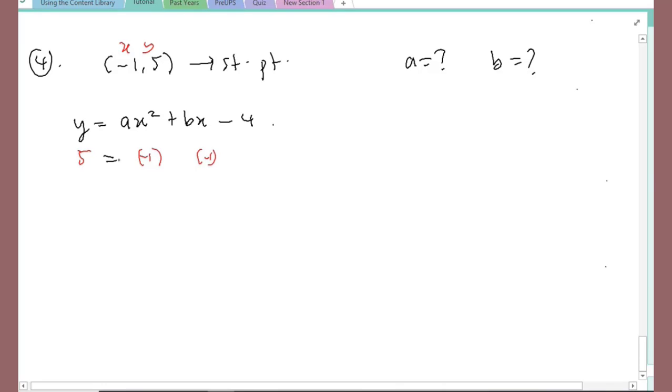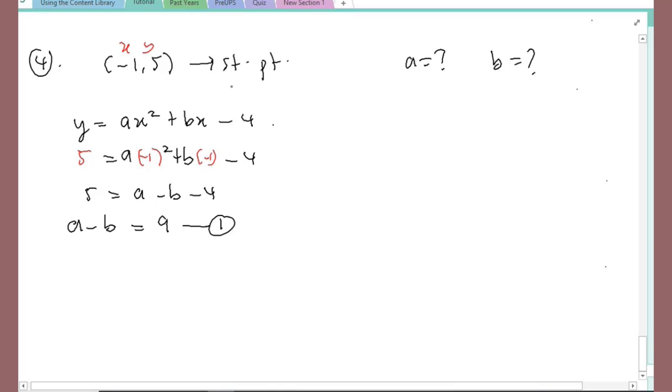And this equals A squared plus B minus 4. And we get A minus B minus 4. So we get A minus B is equal to 9. One equation. You know, this is two unknowns, right? You need at least two equations to find the unknowns.